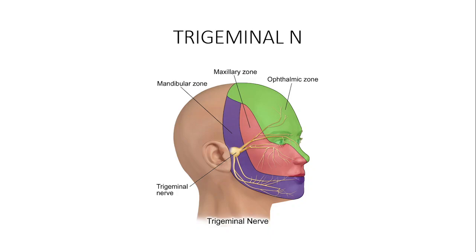What are these three major branches? We have the ophthalmic branch, the maxillary branch, and of course the mandibular branch. Ophthalmic branch, maxillary branch, and mandibular branch. If you remember when we talked about the cavernous sinus, you realize that we have the ophthalmic and the maxillary branches passing through there, but we don't have the mandibular branch passing through over there.